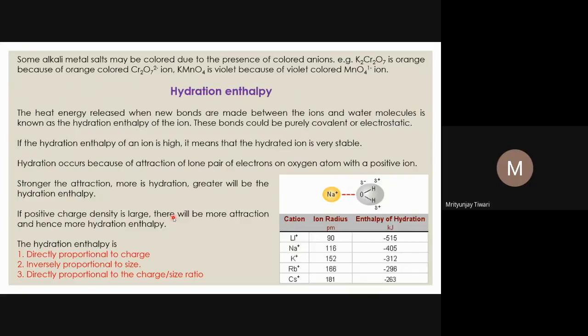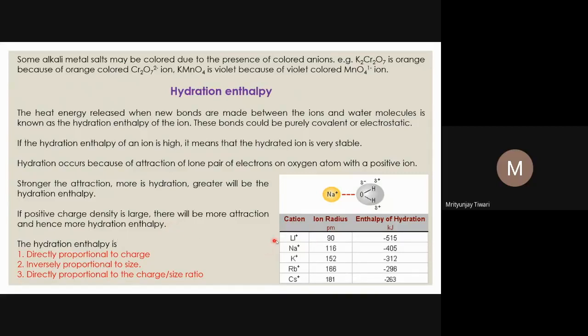metals. Usually, as you go down the group, atomic radii or ionic radii increase, but the charge is the same, a single positive charge. So the size is increasing, the charge is the same, so charge density decreases on going down the group. So that is what we say: the stronger the attraction, the greater the hydration enthalpy. If positive charge density is high, there will be more attraction and hence more hydration enthalpy.